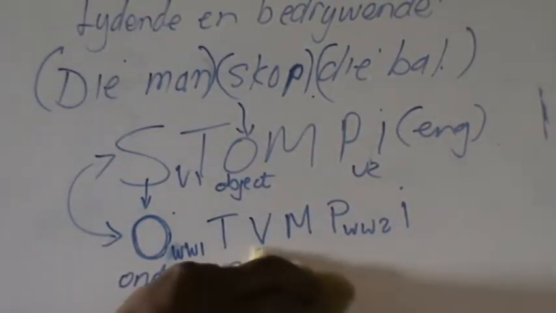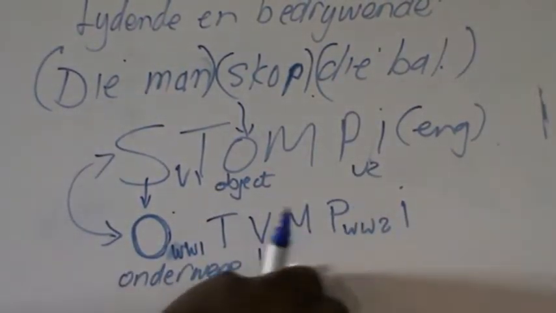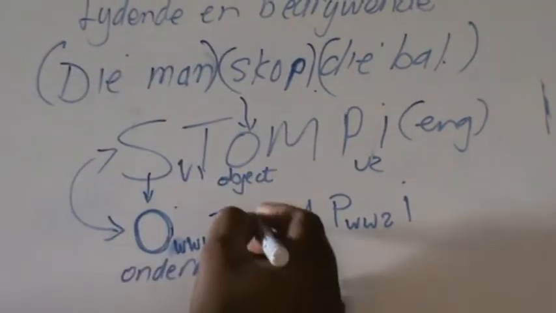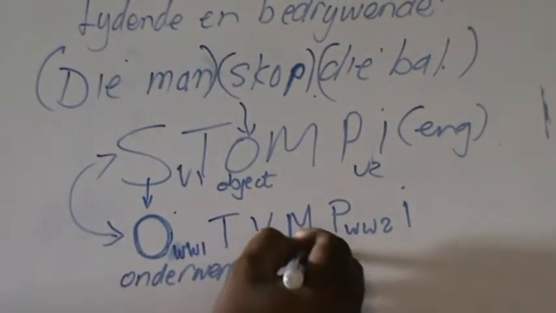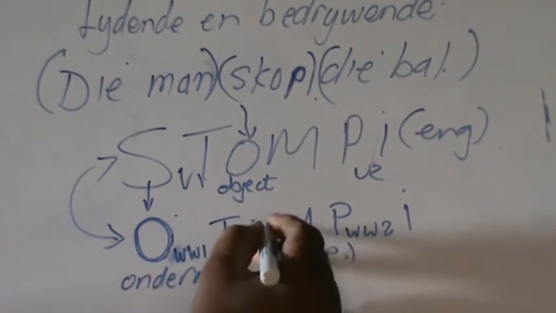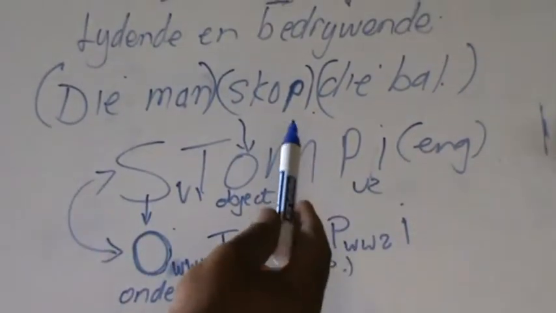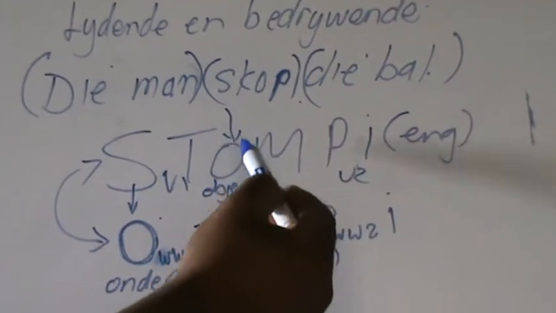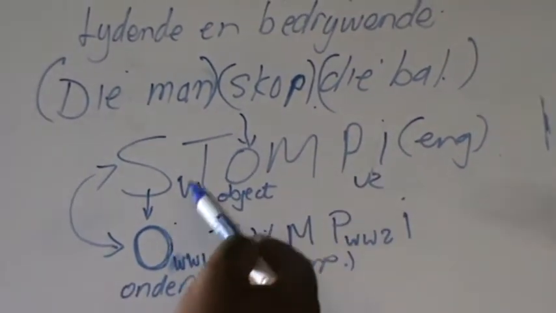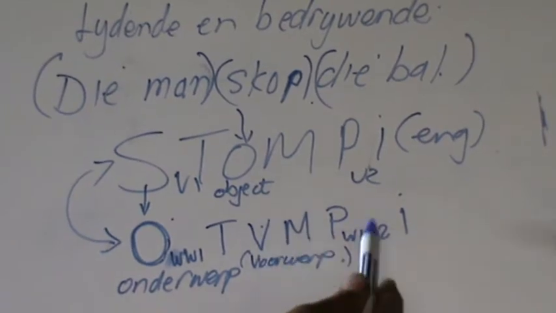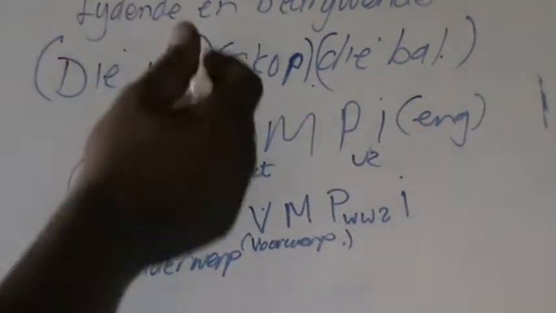Let me just bring that into screen. Right, this is our voorwerp. Alright, so this is our object. Voorwerp is our object. So please remember that stompie, this one is in English: subject, time, object, manner, place. This one is onderwerp, tyd, voorwerp, manier en plek. Right? Tyd, wyse of so forth.